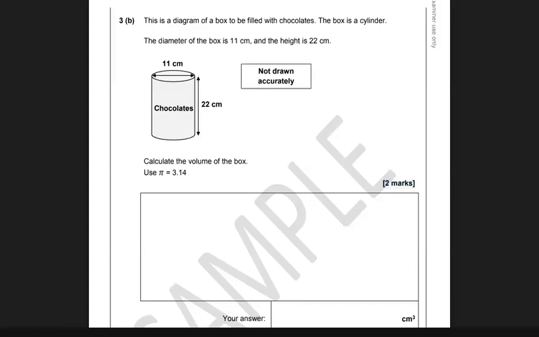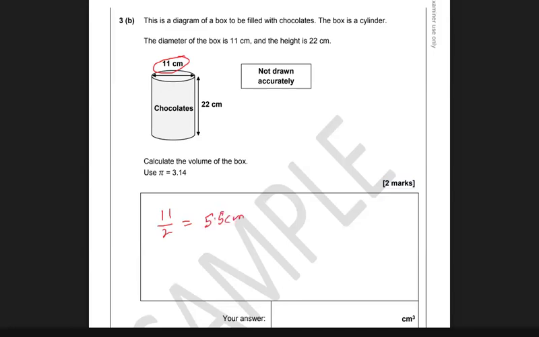The diagram of the box is filled with chocolates. So the box is a cylinder. So this is the radius now. Let's go with 11 divided by 2 to find the radius as 5.5 centimeters.